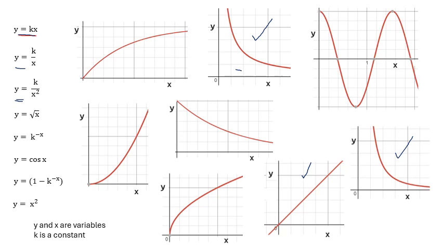Y equals k root x is this one here. As x gets bigger, y gets bigger, but less than proportionally. Yeah, so you recognize, well, it must be proportional to root x, the square root of x. Things like the period of a pendulum or a mass on a spring might come up there.